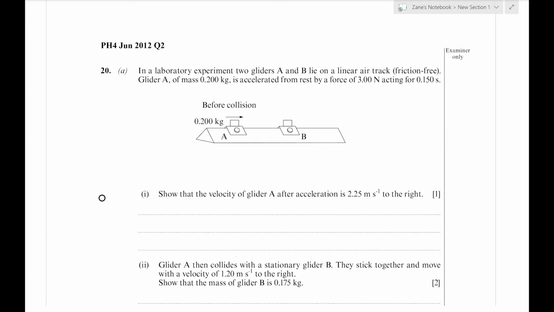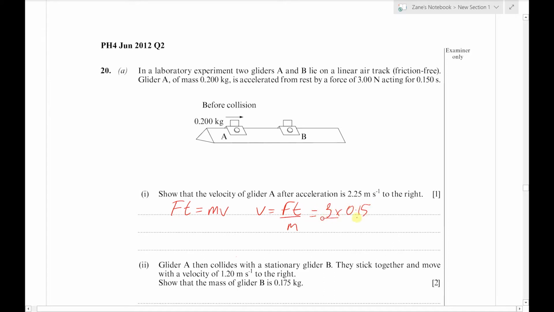Well, possibly the easiest way of doing this is to apply the impulse formula, where force times time is equal to the change of momentum. And here, because the initial momentum of the glider is 0, the change of momentum is just equal to the final momentum. A little bit of rearrangement, and the final velocity will be F times t over m: force of 3 newtons, time of 0.15 seconds, mass of 0.2 kilograms, giving us the 2.25 meters per second that was requested.